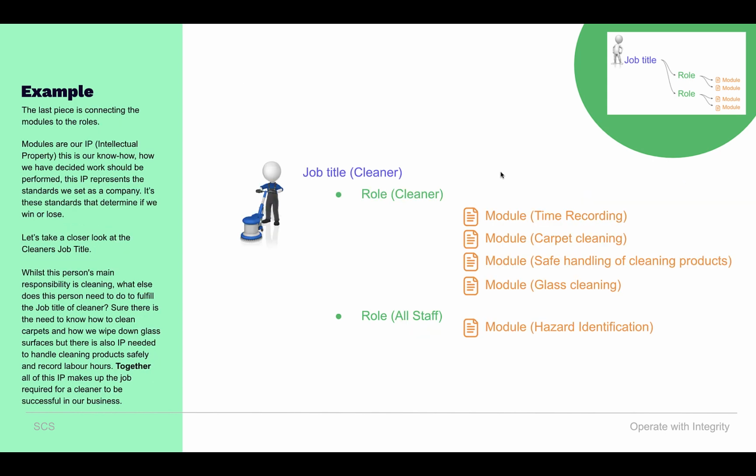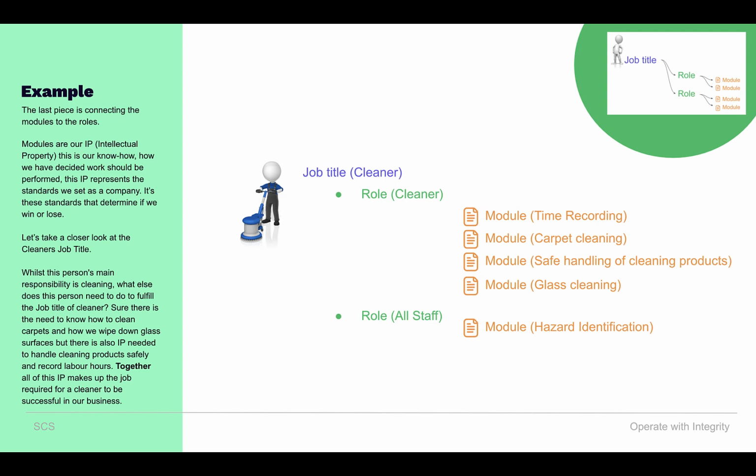Okay, so let's take this a bit further. The last piece is connecting modules to the roles. So modules are our IP. We talked about that earlier. This is our know-how, how we've decided work should be performed. The IP represents the standards we set as the company, and it's actually these standards that determine if we win or lose. So let's take a closer look at the cleaner's job title.